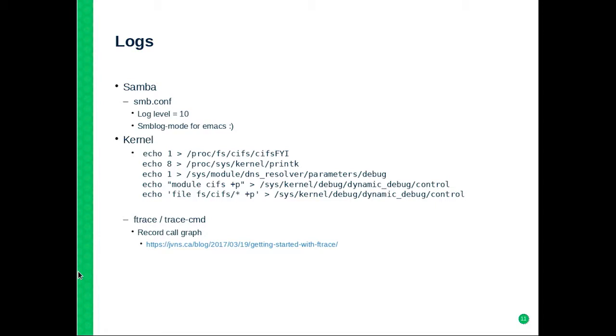To make the kernel more verbose, you can also use those things. It will make the SMB client module print a lot of things, which really helps out when debugging things.